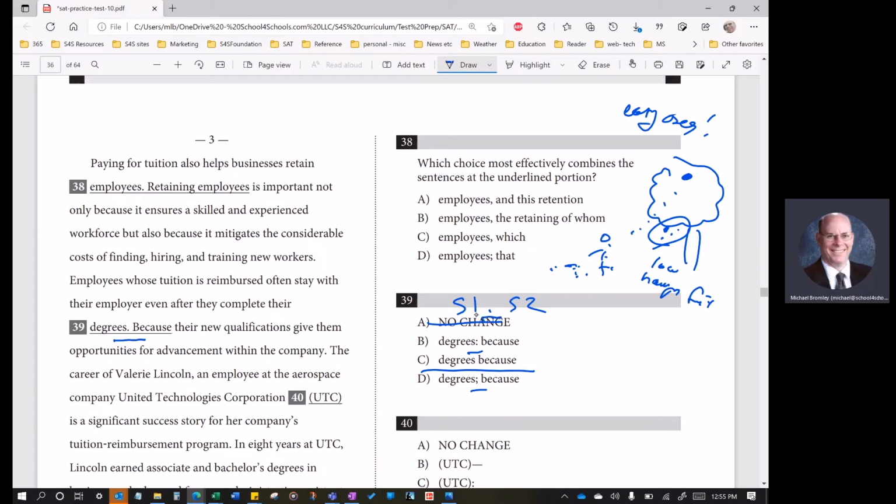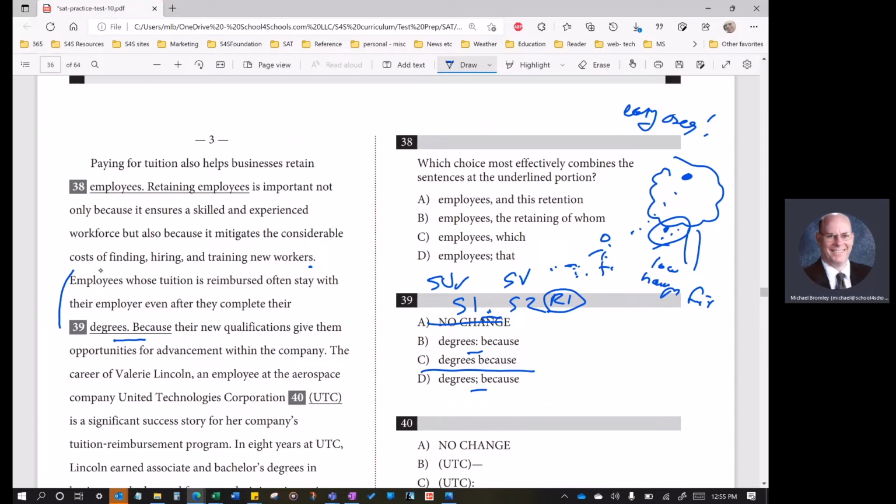So here, I just have to have a sentence, a verb, and a complete thought. So rule 1: what makes a sentence has to have a subject and a verb and have a complete thought, and they're separated by a period. So I look at this one here. Employees, here's my last period. Employees whose tuition is reimbursed often stay with their employer even after they complete their degrees.